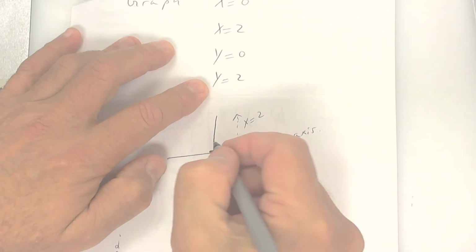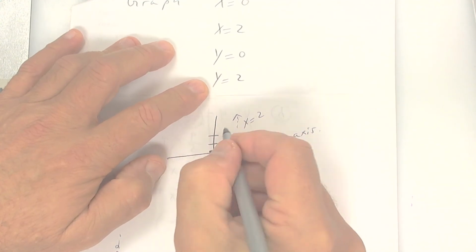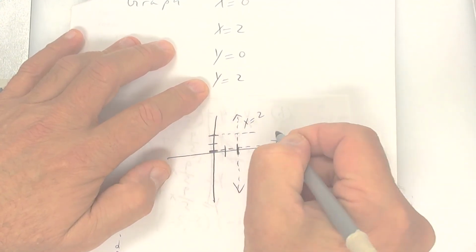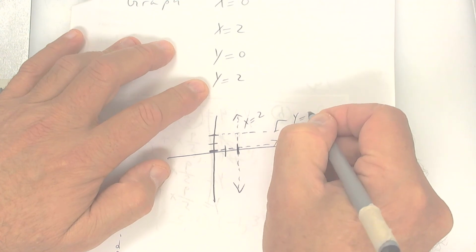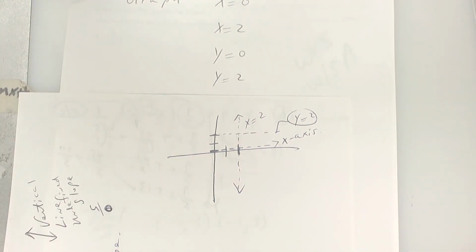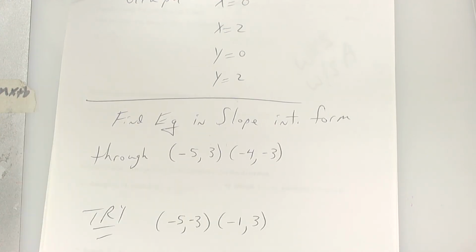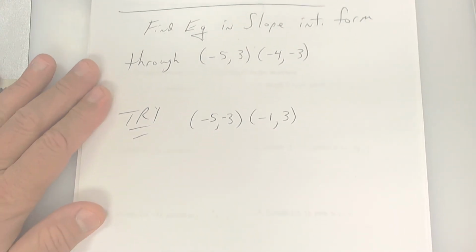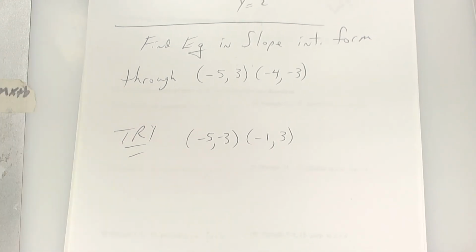Y equals 2, 1, 2, and it's sideways. So this would be y equals 2. All right? Now, we'll go over this again tomorrow because I know it's kind of hard maybe to understand. But we've got to do one more type of problem. Copy this down. Copy down number 1.